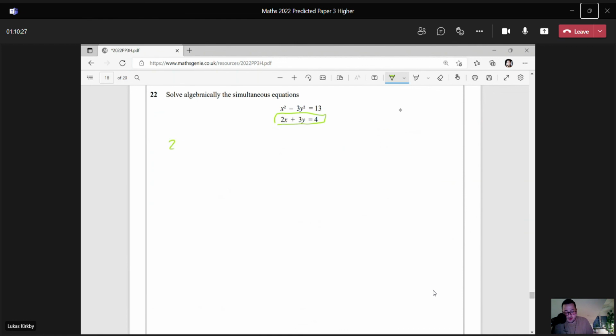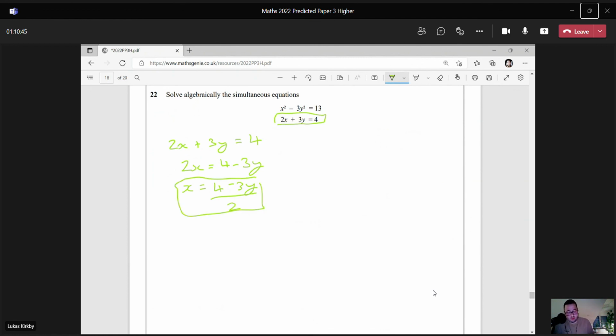So we've got 2x plus 3y is 4. We can solve it for x or y. Let's just do x. So take away the 3y, we're going to get 2x is 4 minus 3y. And so x is going to be 4 minus 3y divided by 2.